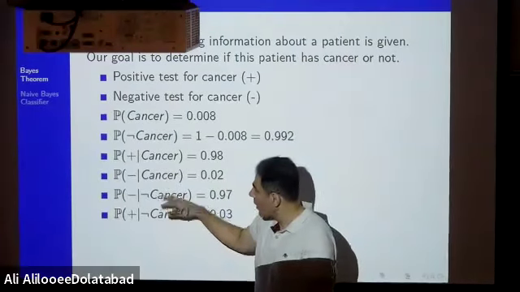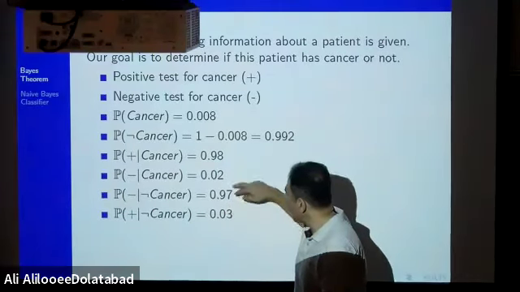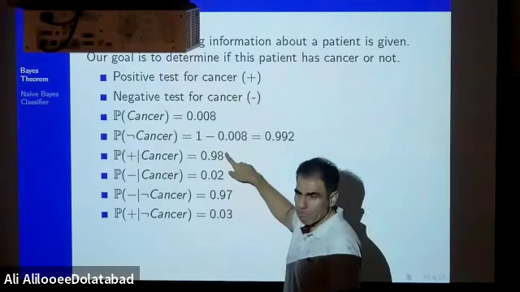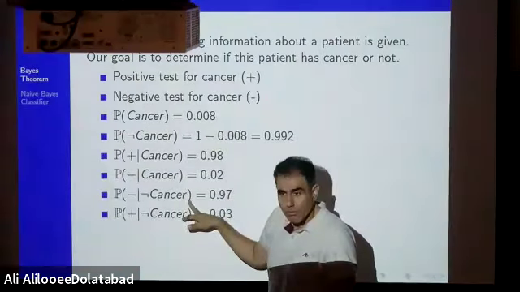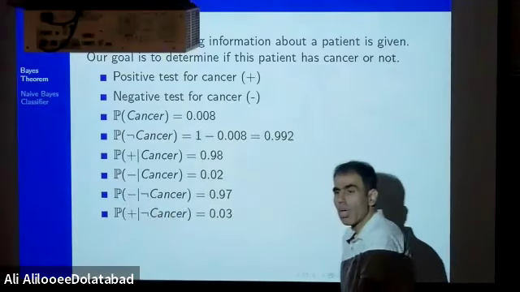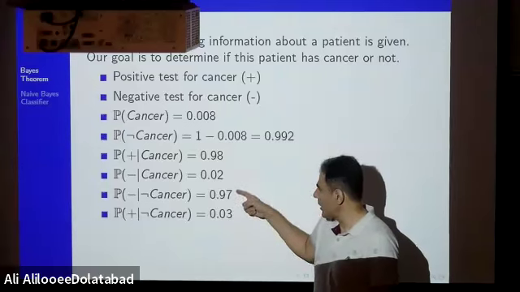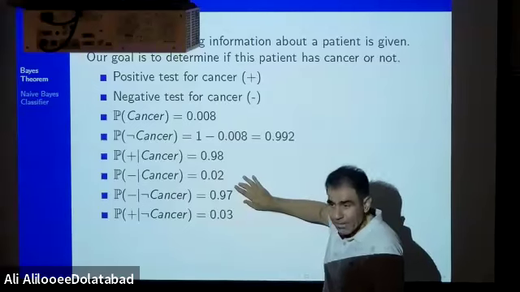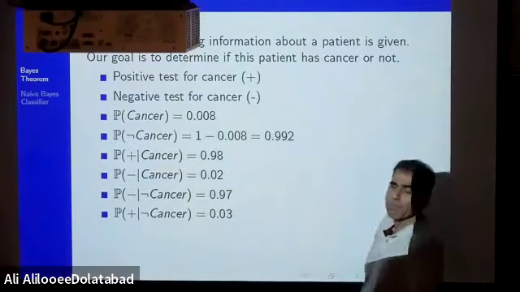If the person has cancer, the test comes negative. This comes from 1 minus this. See how I got this? I subtracted 0.98 from 1, I got 0.02. This also comes from the sensitivity of the test. If the person doesn't have cancer, the test comes negative, 0.97. And this again comes from subtracting this from 1. The values you have here come from data.